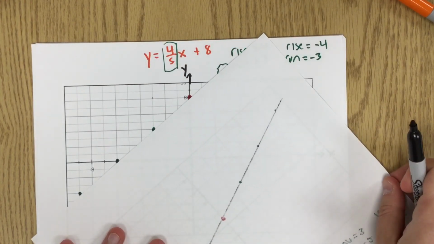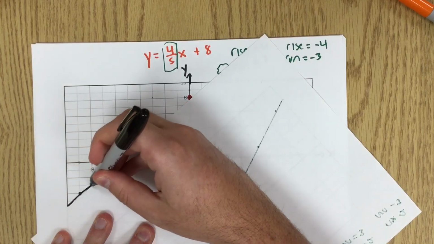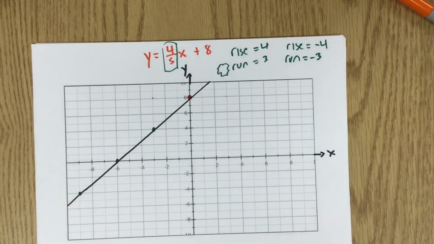And line up our points. And notice I stop at the end of the graph. I don't go to where my hypothetical weird point was over there. And that's the graph of y equals 4/5 x plus 8.